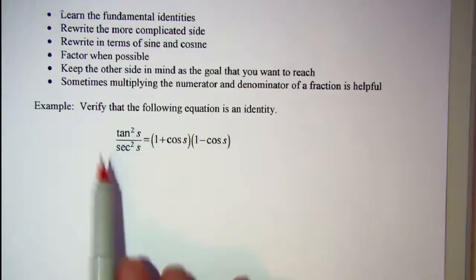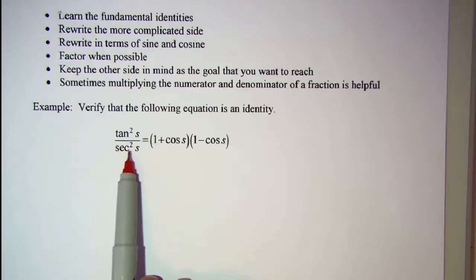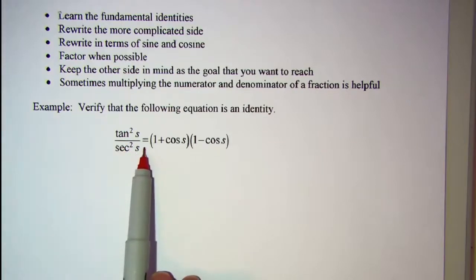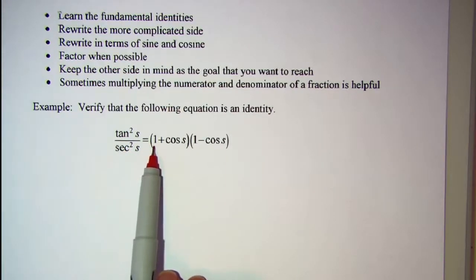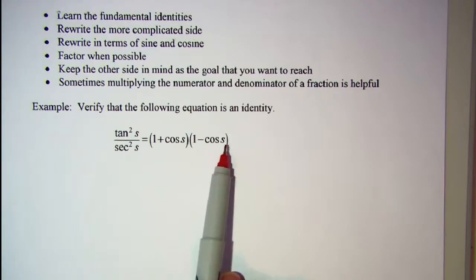The example that we'll be working with is tangent squared s divided by secant squared s is equal to the product of the quantity 1 plus cosine s times 1 minus cosine s.